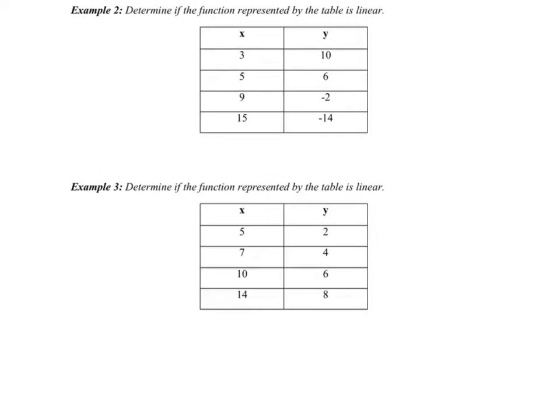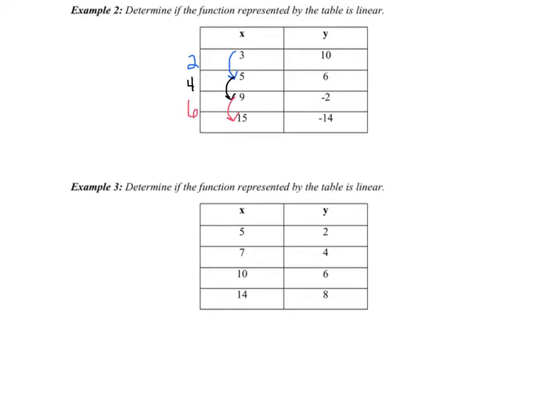Let's do another example together. Let's look at example 2. Determine if the function represented by the table is linear. Our first step is we want to find the difference in our x values. We're going from 3 to 5, and that's a difference of 2. We're going from 5 to 9, which is a difference of 4. And then we're going from 9 to 15, which is a difference of 6.